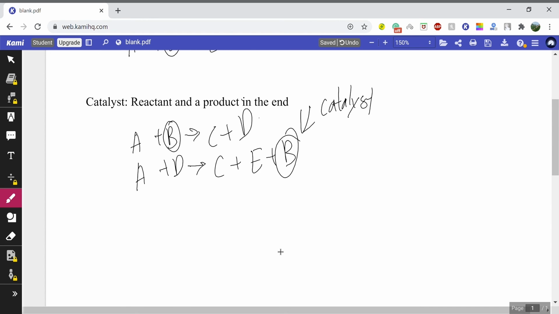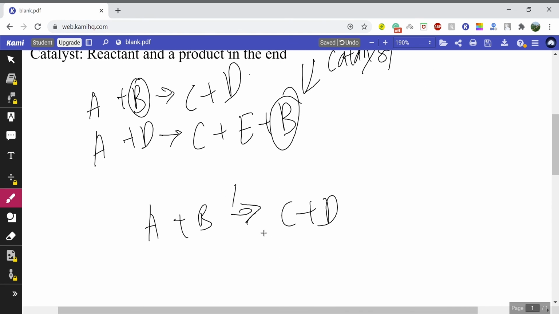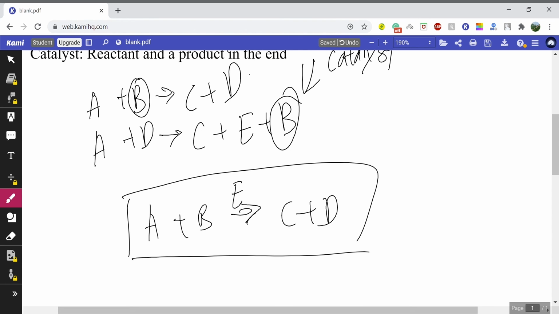How would you write a reaction with a catalyst? Let's say we have a simple reaction here. A plus B makes C plus D, all right? And this happens in the presence of a catalyst. So where would you write the catalyst? If this is made with the help of a catalyst, let's say E, you'll write the E on top of the arrow to represent that this is a catalyst. And this is how you would write a reaction when a catalyst is involved.